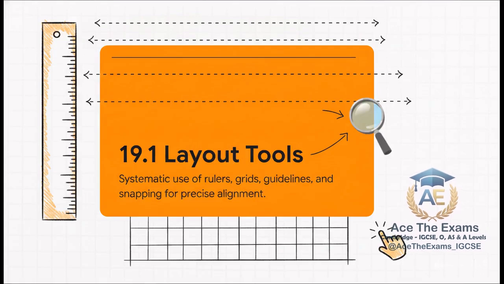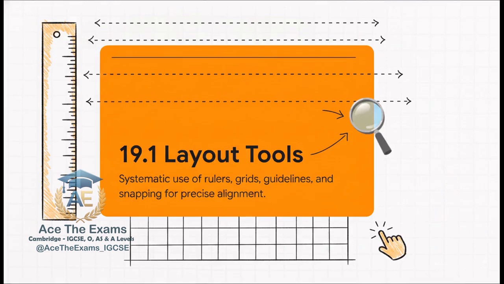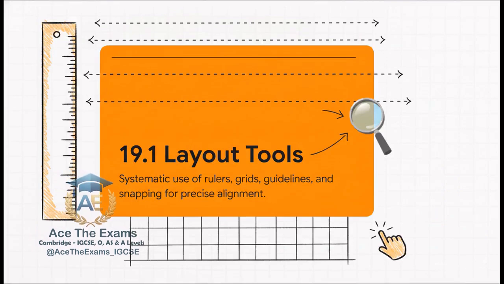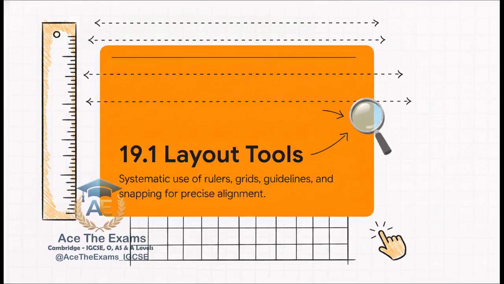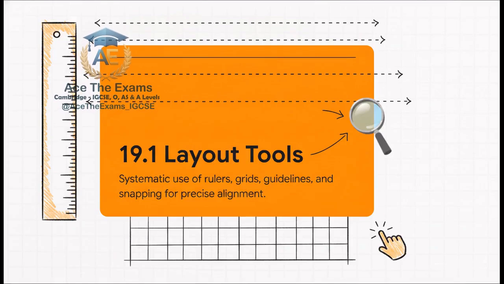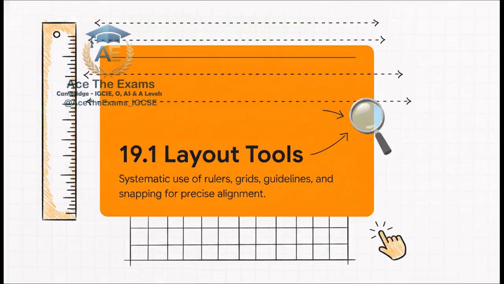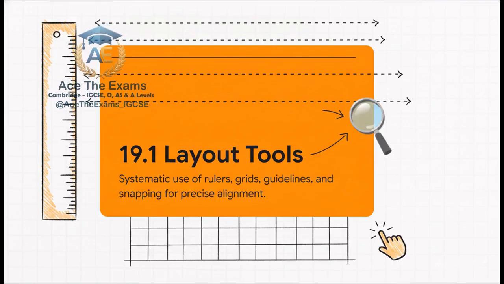Rulers are there to measure strictly. Grids establish a rock-solid, consistent layout structure. Guidelines are pulled in to align specific independent elements perfectly. And snapping? Snapping is what ensures pixel-perfect precision without you having to just guess or eyeball it. It's a completely systematic framework.